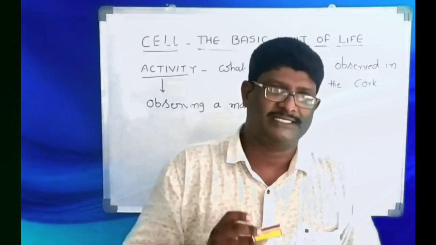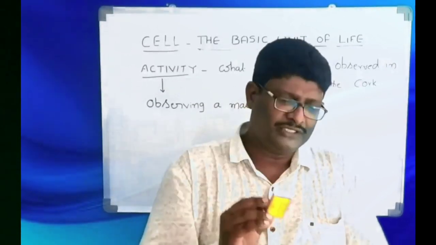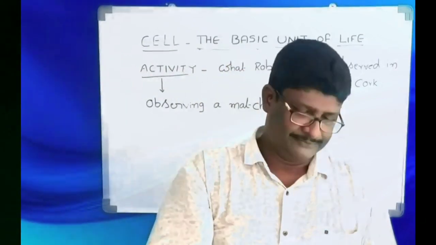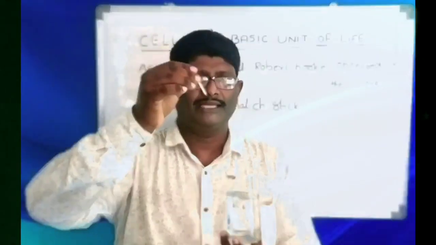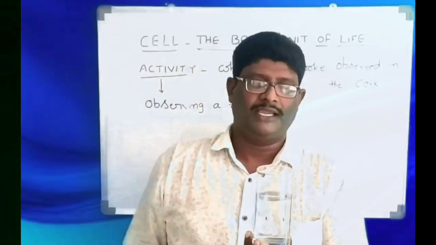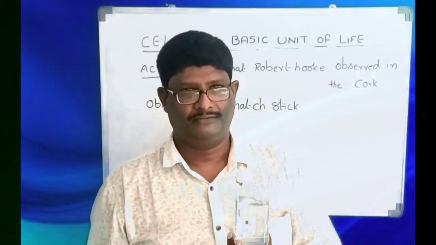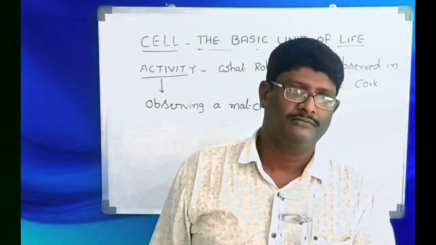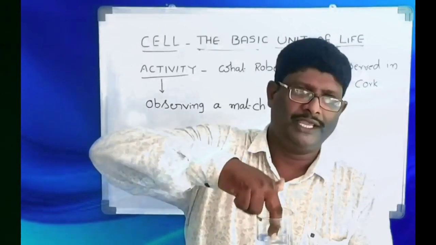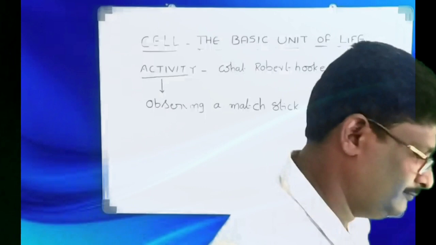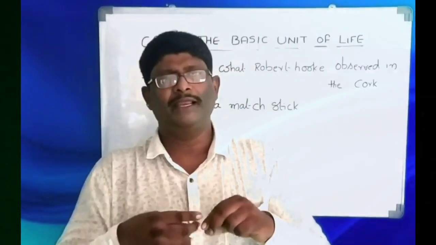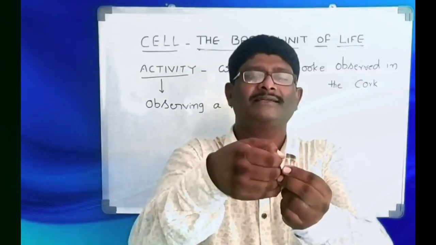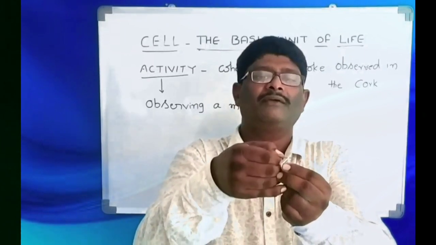So, what is the process? First, we have to take one matchstick, like this, and keep it in water, that means soak it, for at least half an hour. After half an hour, we have to take out this matchstick. Then take one sharp blade and cut this matchstick with the help of the sharp blade.